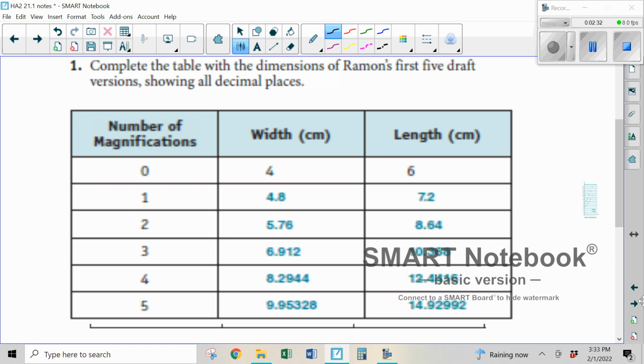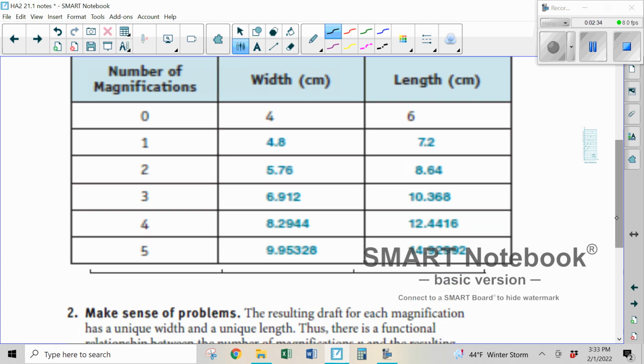Let's check out length, if we think this function is linear in terms of the number of magnifications we're on. It turns out this is going up by 1.2. Is this going up by 1.2? No, so it is not linear.